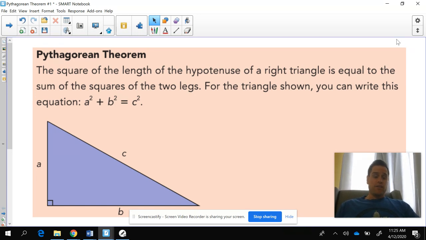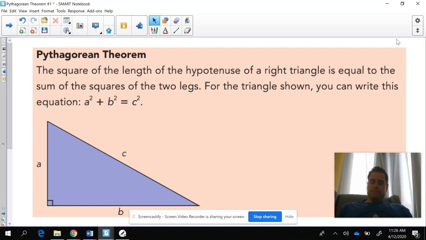So what is the Pythagorean theorem? I'm going to read this to you, and then I'm going to give you my version. It is: the square of the length of the hypotenuse of a right triangle is equal to the sum of the squares of the two legs.